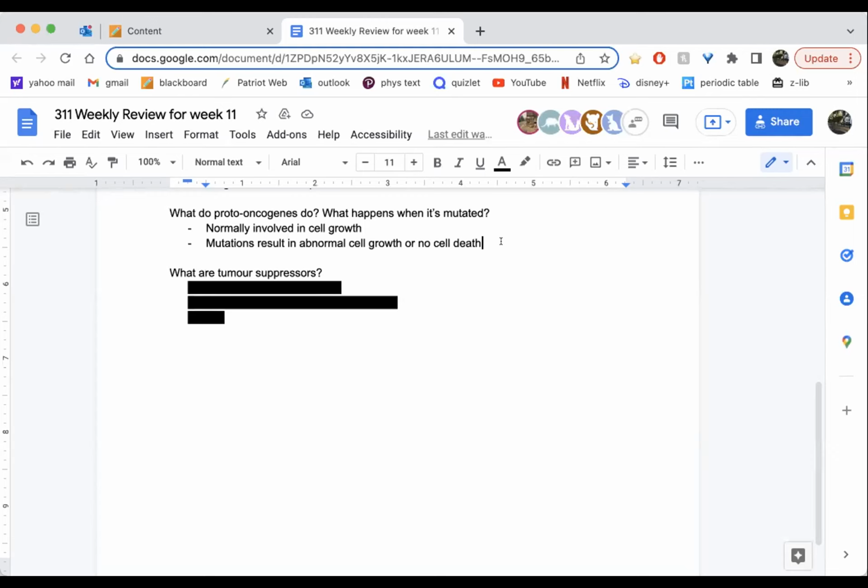Yeah, so mutated cells go past the checkpoints. Normally the checkpoints will stop a mutated cell from continuing through mitosis. But if something is wrong with either the proto-oncogenes or the tumor suppressor genes, then the cell can move past the checkpoint even though it's defective.